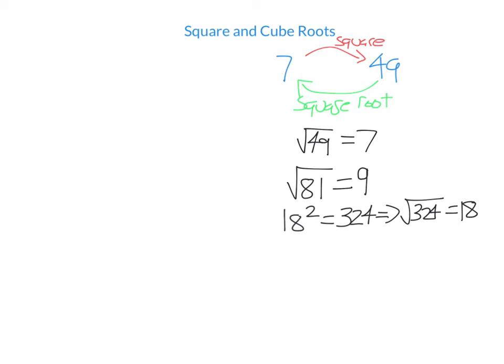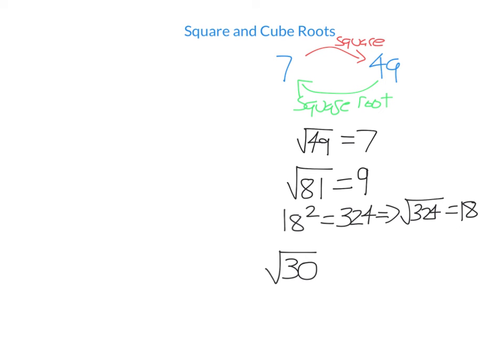But if you square root a non-perfect square, you won't get a whole number. Let's say I wanted to square root 30. 30 is not a perfect square, so this wouldn't be a whole number. I don't expect you to know what it is off the top of your head. That's hard. It's getting close to 5.5.